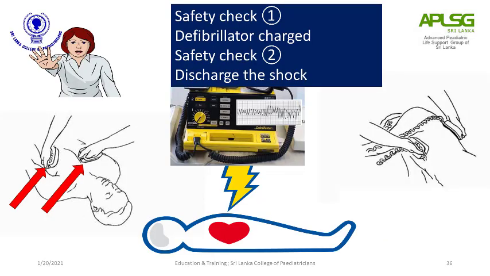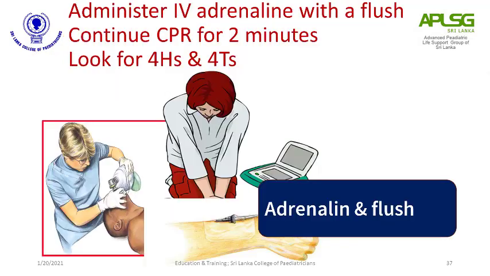Once charged, do another safety check and discharge the energy. Please return the paddles safely to the defibrillator. Recommence good quality CPR immediately. While continuing chest compressions and bag valve mask ventilation 15 to 2, after confirming, administer intraosseous or intravenous adrenaline 1 in 10,000, 0.1 ml per kg with a flush of 5 to 10 ml of normal saline, and continue good quality CPR for 2 minutes.